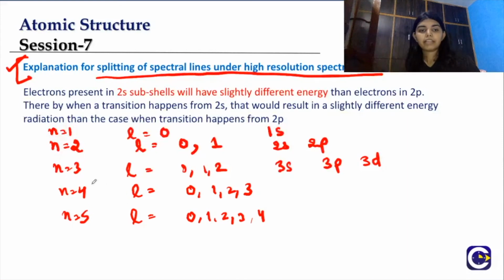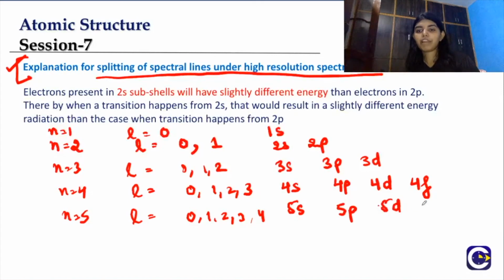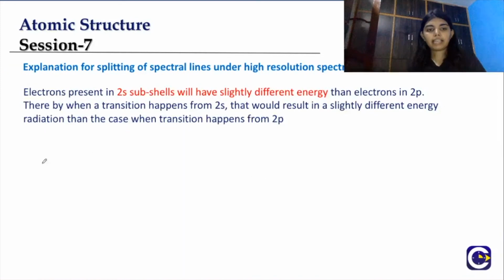Here it will be 4, 0, 4s; 4, 1, 4p; 4, 2, 4d; 4, 3, 4f. And 5, 0, 5s; 5, 1, 5p; 5, 2, 5d; 5, 3, 5f, and so on. 5, 4 will be 5g.